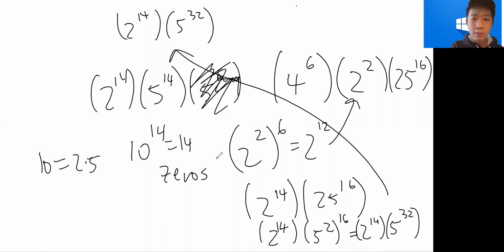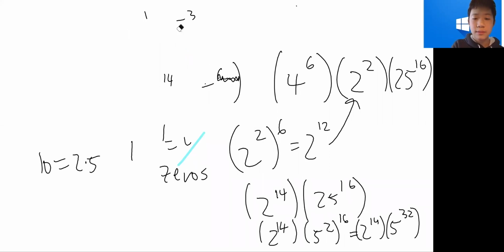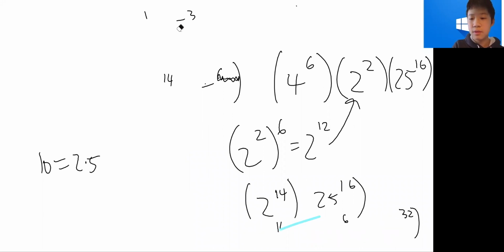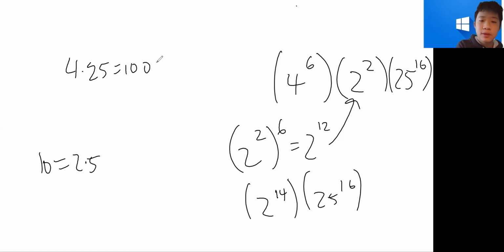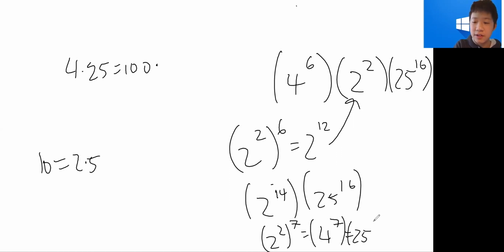What if I went the other direction? We can also go the other direction. We can realize how 4 times 25 is 100. So what if we turn this 2 to the 14 into a power of 4? Well, this is just 2 squared to the 7th power, because 2 times 7 equals 14, which is basically 4 to the 7th power, because 2 squared is just 4. So in the end, we have 4 to the 7th times 25 to the 16.